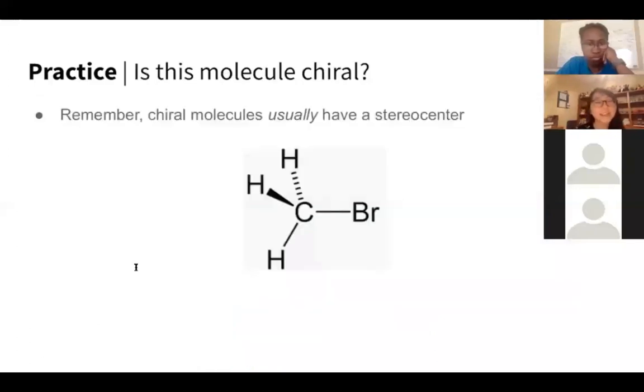So next practice is, is this molecule chiral? If you remember again, chirality, in most simplistic terms, is just going to be mirror images that are different.